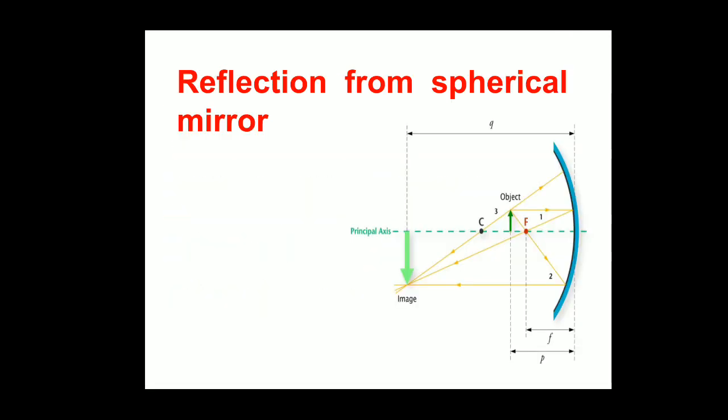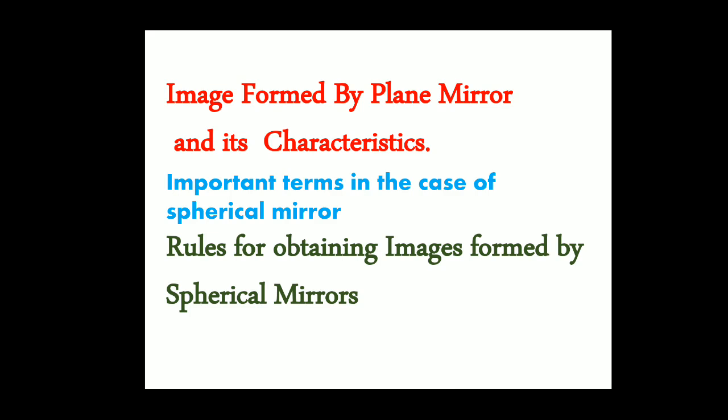So in today's class, we have studied first about the image formed by a plane mirror and its characteristics. Then we studied certain important terms in the case of a spherical mirror. What are the important terms? Pole, focus, center of curvature, radius of curvature, focal length, aperture, focus of a concave mirror and focus of a convex mirror. Then 4 rules we have studied for image formation. We will use these rules to get the image in the case of a mirror.